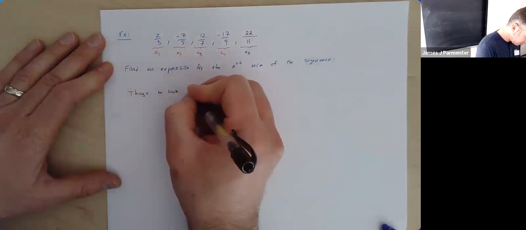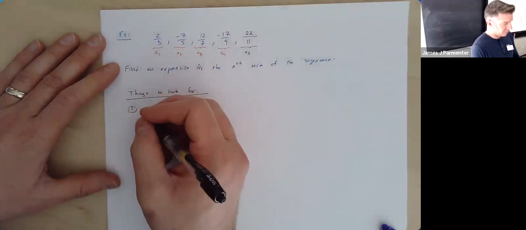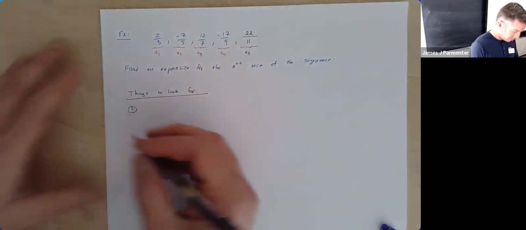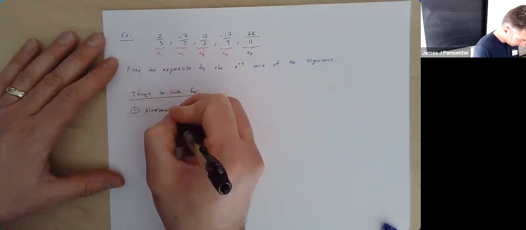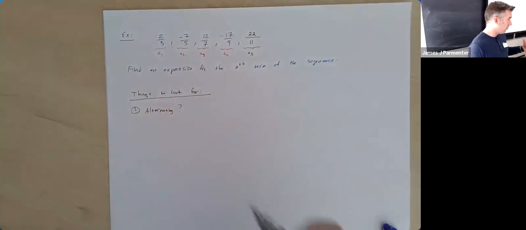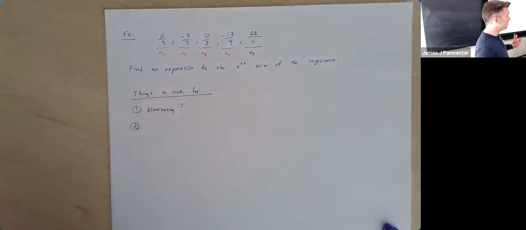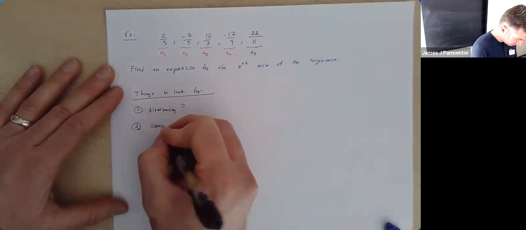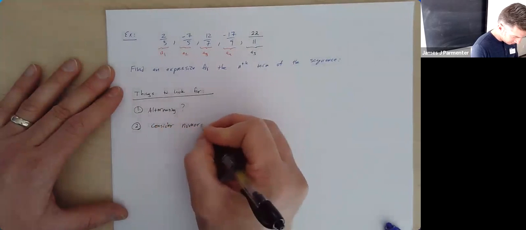There's a few things. Thing one, I guess the first thing you can look for is, is it alternating? That's always an easy thing to see. This one definitely is. So we're going to get a -1 to the n or a -1 to the n plus 1. Another thing to look for is to consider the numerator and the denominator separately. Usually they are kind of not really related to each other.